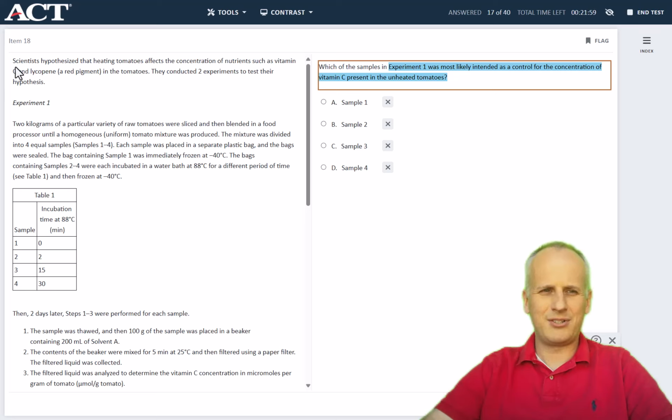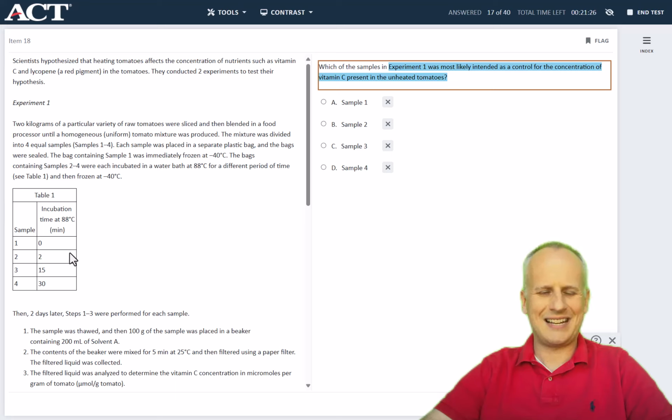We don't really care much about this background information, but going straight to experiment 1, we see 2 kilograms of a particular variety of raw tomatoes were sliced and then blended in a food processor until a homogeneous tomato mixture was produced. The mixture was divided into 4 equal samples. Each sample was placed in a separate plastic bag, and the bags were sealed. The bag containing sample 1 was immediately frozen at 40 degrees centigrade. The bags containing samples 2 through 4 were each incubated in a water bath at 88 degrees Celsius for a different period of time, and then frozen at 40 degrees Celsius.